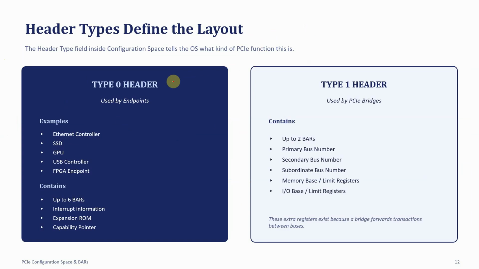Now I can have two types of headers. One is the type 0 header and another is the type 1 header. The type 0 header is used by Ethernet controllers, SSDs, and all the endpoints, which are the devices at the end of the hierarchy. Those endpoints are going to use the type 0 headers. Type 1 headers are used by bridges. In our PCIe we are not going to have any physical bridges. We are going to have switches and root ports, and those are all considered virtual bridges, and those will have the type 1 header.